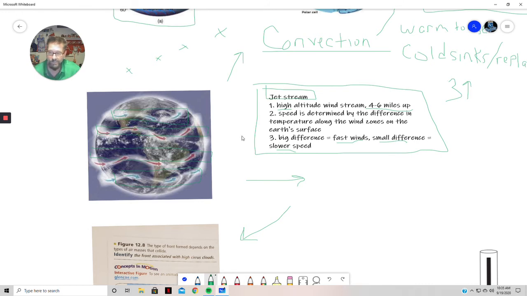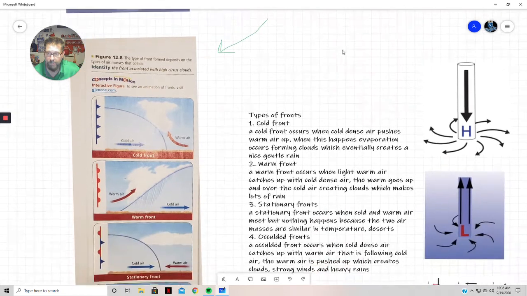And so that's an example of the jet stream. So let me close this, and now we're down to two concepts to talk about.